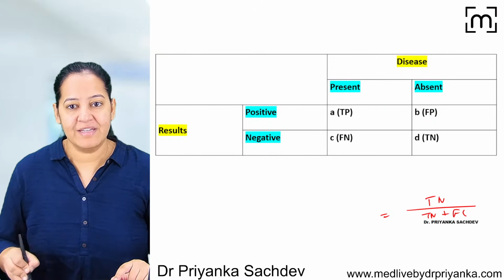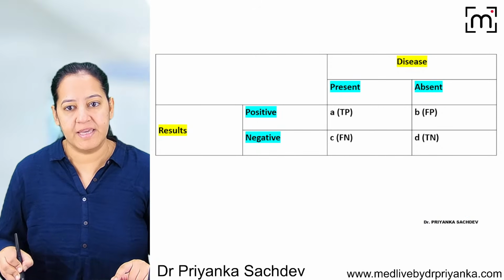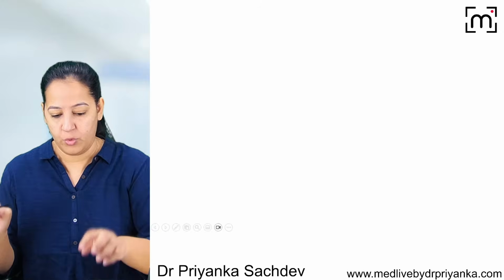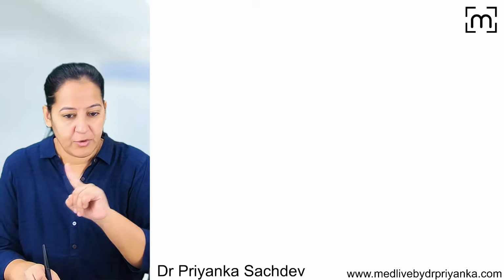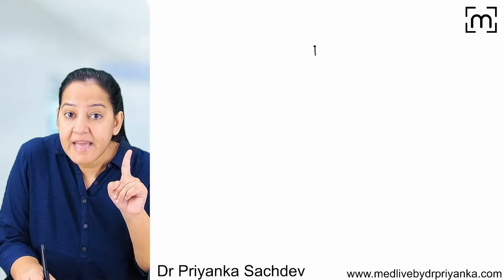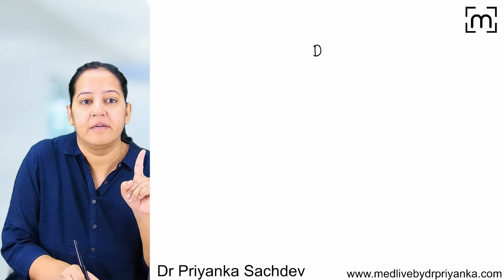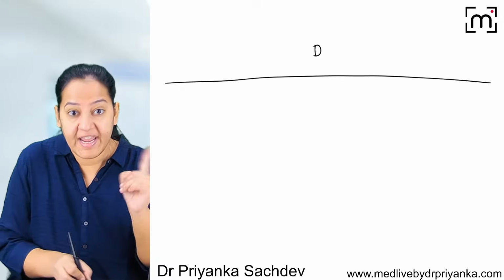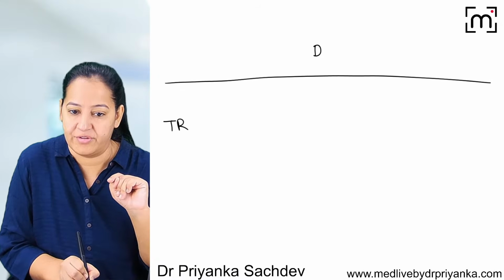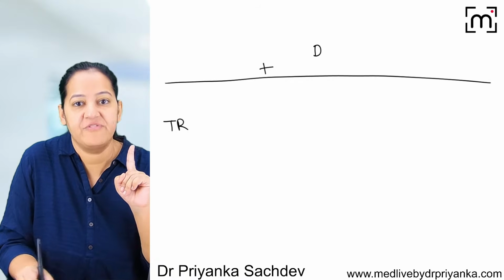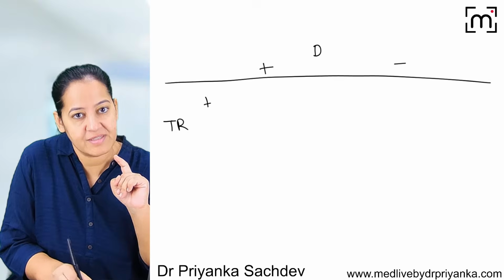If you know how to make the table, things are super duper easy. Start from the beginning. You know nothing, so start from the beginning and make a table. Without a table, you cannot solve it. Make a table with disease at the top and test result at the left-hand corner. Positive first, then negative. Here also, positive first, then negative.